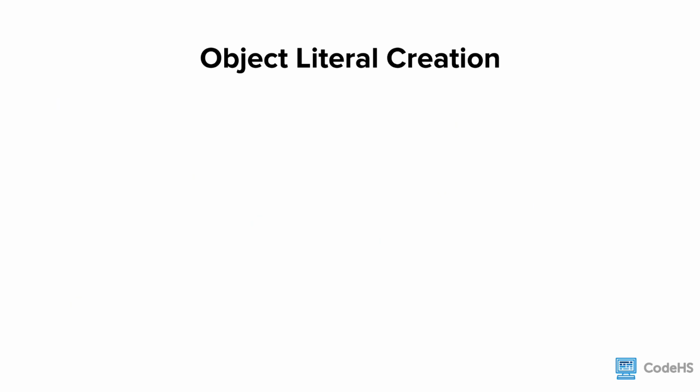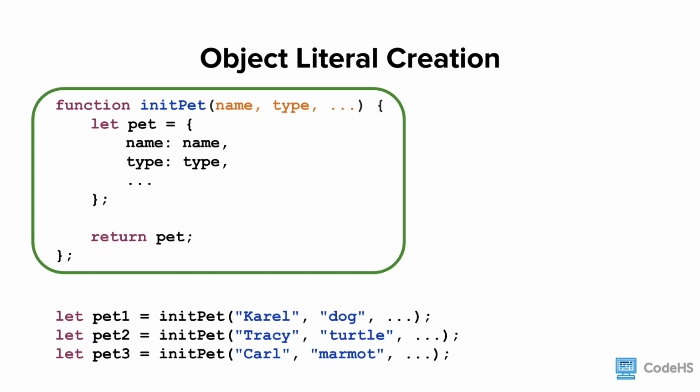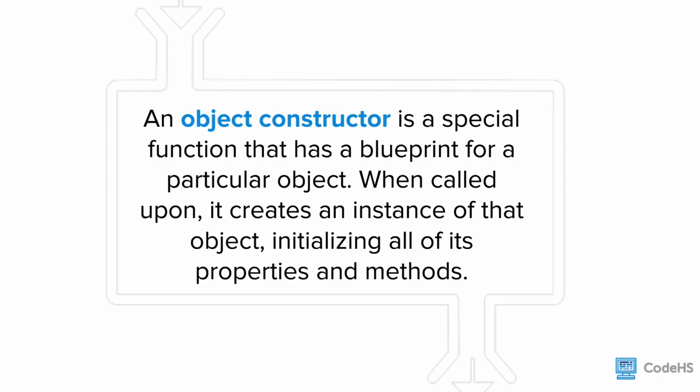In some previous examples, we used helper functions like initPet here that created an object literal and then returned it. This made creating multiple pet objects much easier. In this lesson, we are going to formalize and streamline this function concept with what is known as the object constructor. An object constructor is a special function that has a blueprint for a particular object.